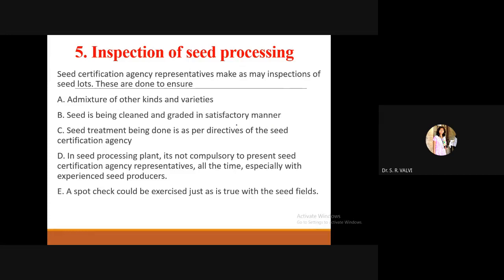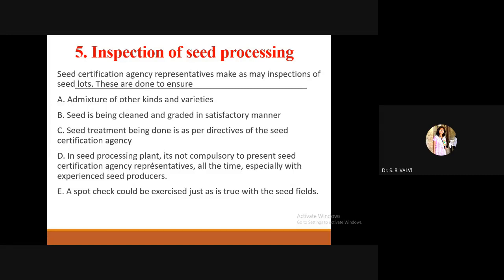Yes, this is again a very important point, that there is no admixture, and it should be cleaned and graded in a stepwise manner. The next, seed treatment being done as per the directives of the seed certification agency. So whatever the seed treatment is going to happen, it should be as per the rules mentioned by the certification agency.